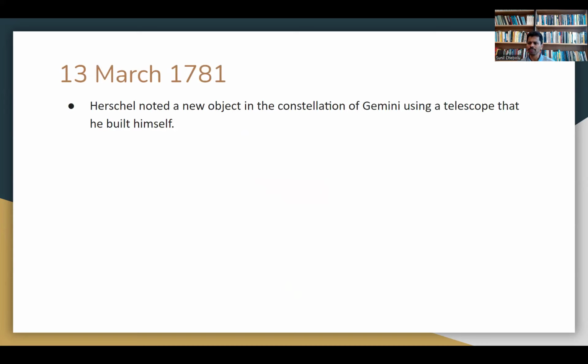Herschel knew the night sky inside and out, right? So he found a new object. He thought it was a new object, and he went back and looked up his own records of his drawings of the Gemini constellation. It's like, this was not there before. Where does this pop up out of nowhere?